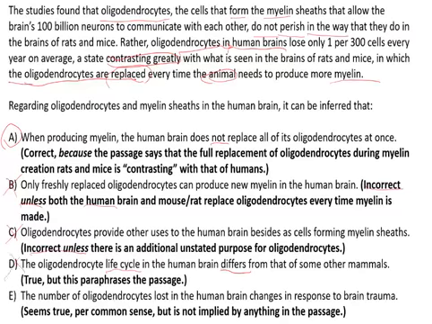E. The number of oligodendrocytes lost in the human brain changes in response to brain trauma. Well, this seems really true, just per common sense. Obviously, if the brain is traumatized, certain cells will die that wouldn't have otherwise died. But again, common sense is not an inference from the passage. It's not an inference by the standards of GRE reading comprehension.